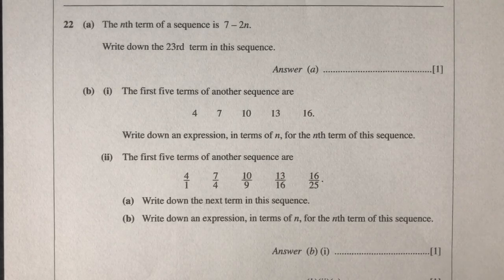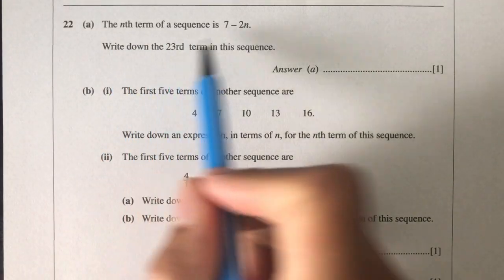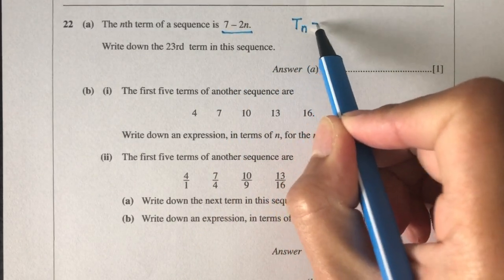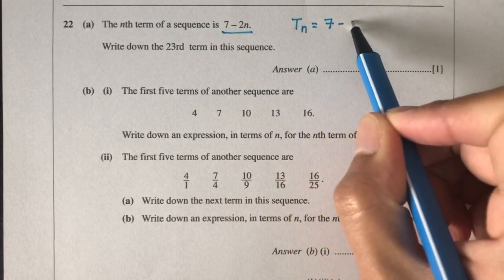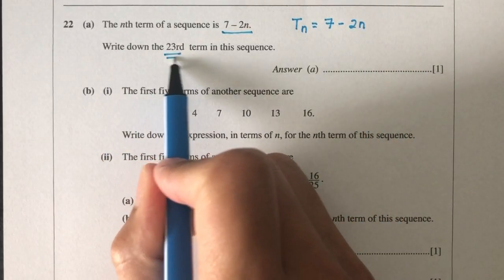So in this video, I am going to redo another question, which is the sequence question from paper 1 of June 2008. So let's see. Here we have the nth term of a sequence is given by this. So let's write this down. The nth term is given by 7 minus 2n. Now write down the 23rd term of the sequence.